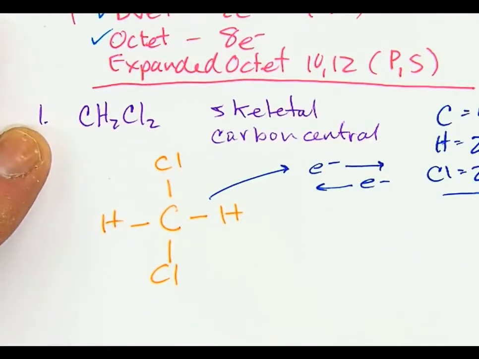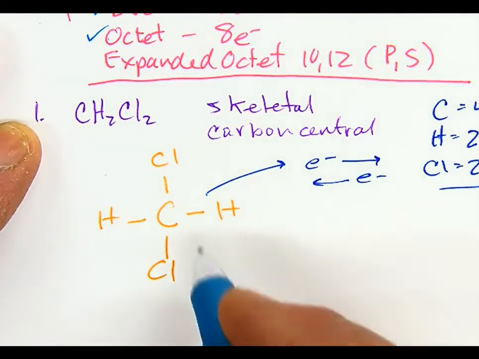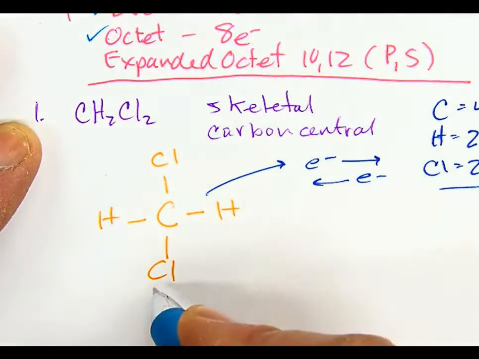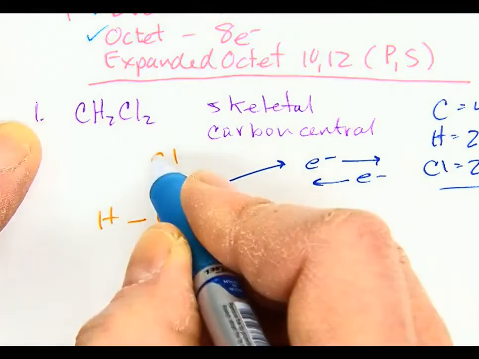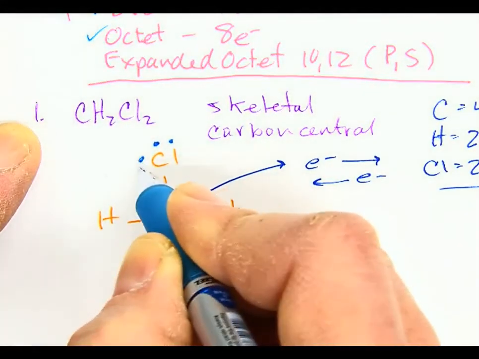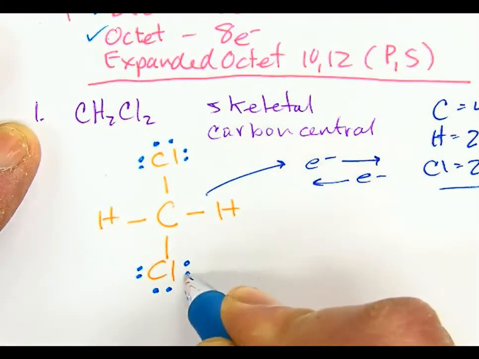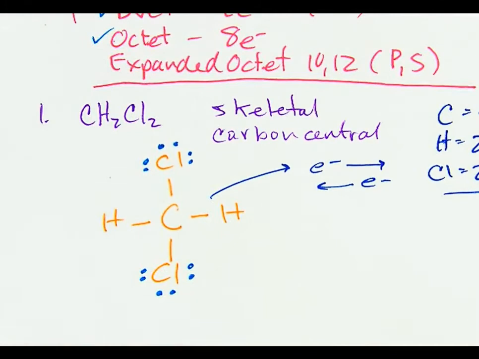So how does that work? We have 8 electrons, and we have to count up to 20. So what you do is you count up to 20 by distributing the rest of the electrons away from the central atom. So we have 2, 4, 6, 8, 10, 12, 14, 16, 18, and 20. That is a completed Lewis structure for CH2Cl2.